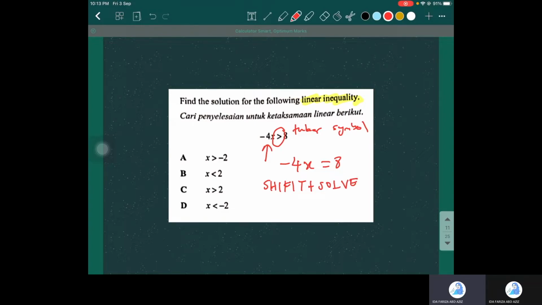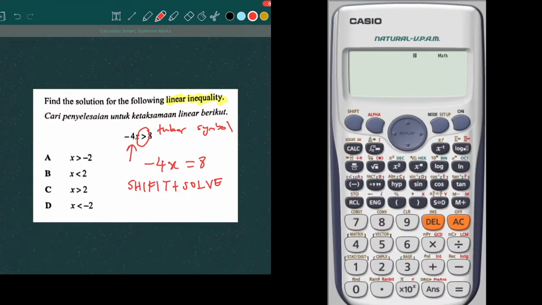Okay, jadi kita masukkan. Negative 4X equal. Okay, equal tu remember tekan alpha calculate 8. So kita akan shift solve. Okay, kalau dia close 0 tekan equal sign. So dapat X equals negative 2. Okay, X equals negative 2 kat sini.